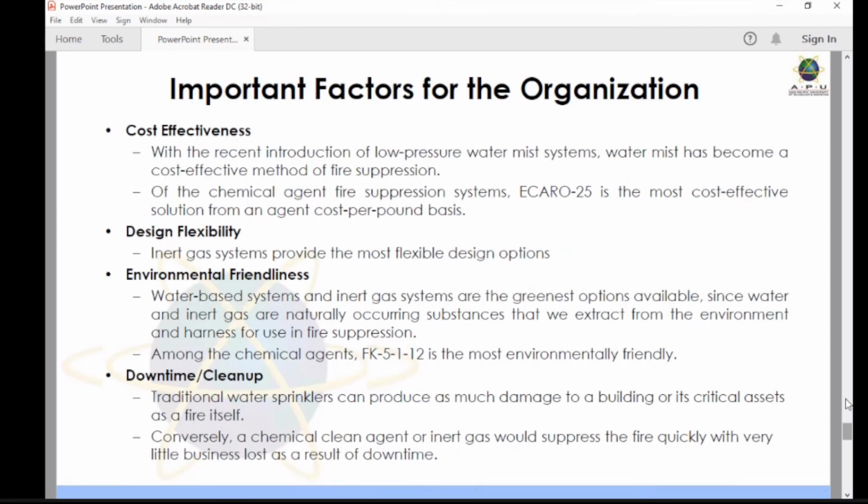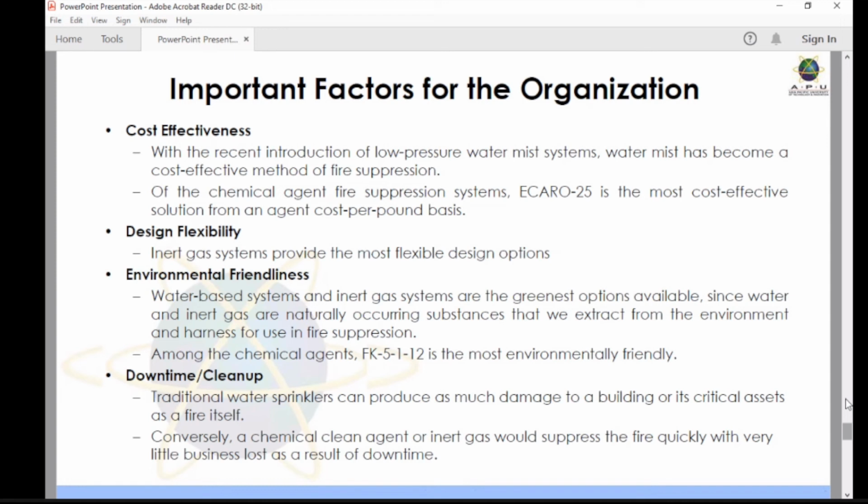Important factor for the organization. So, what type of fire suppression do you want to implement? You should consider maybe a water sprinkler system, or gases suppression system, or chemical suppression system. So what is best for your organization, then you implement.